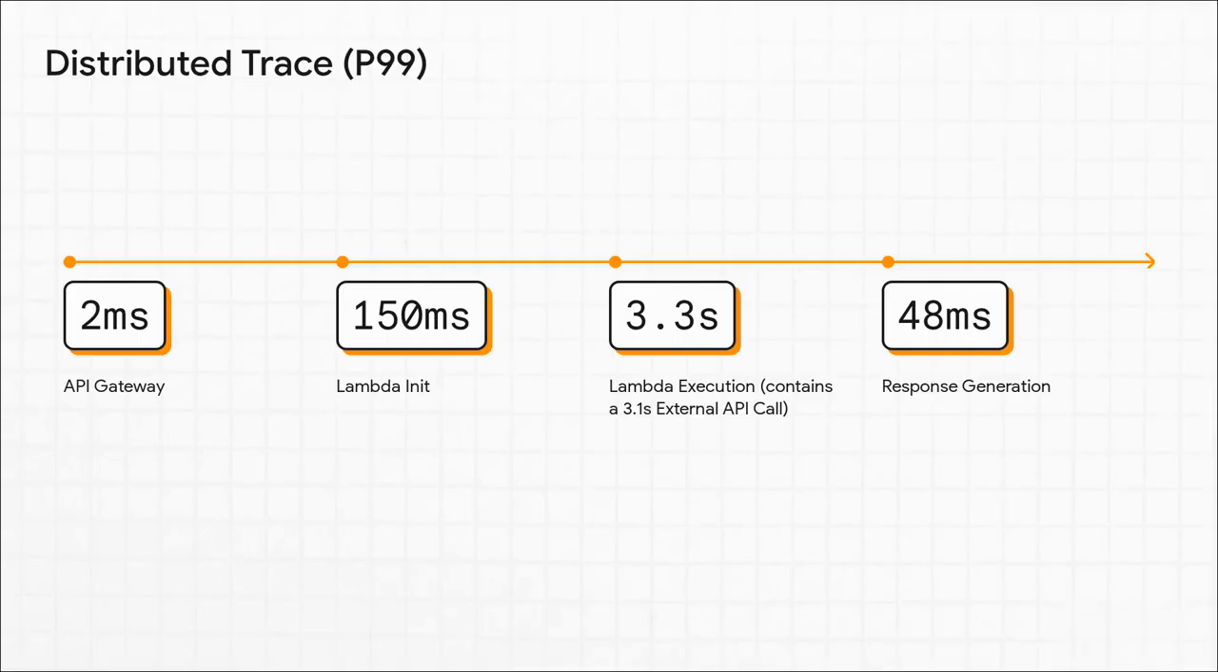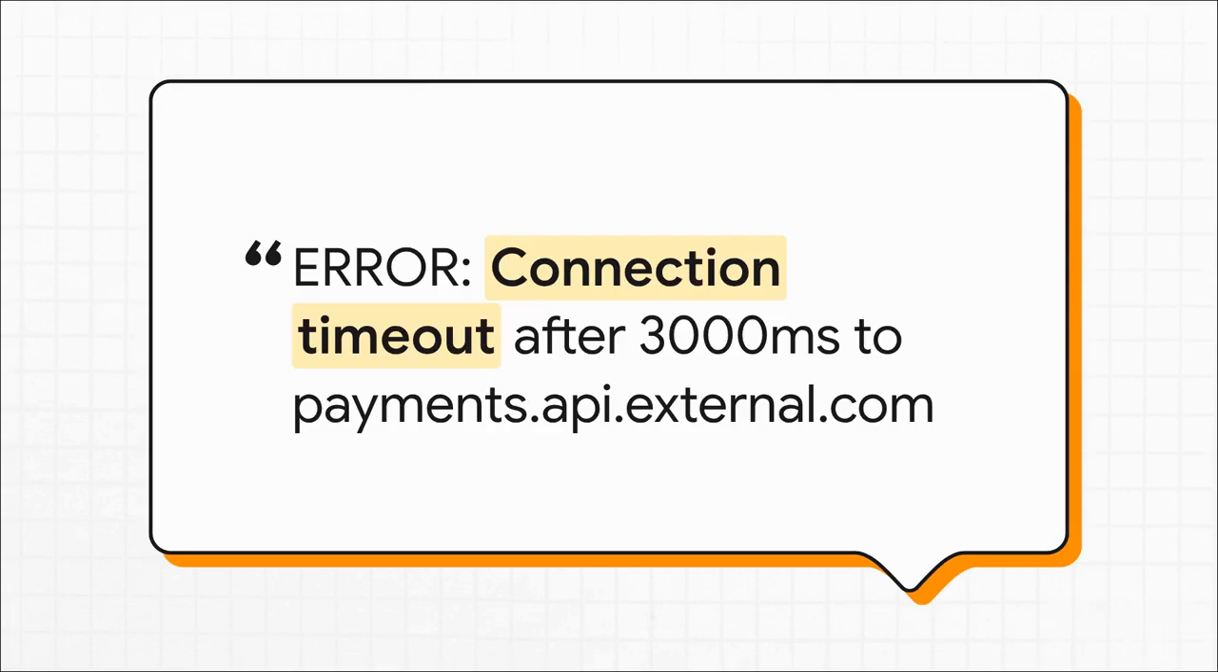So, naturally, we grab a trace from one of those really slow P99 requests. And this just lays it all out for us, doesn't it? The API gateway is super fast, 2 milliseconds. The Lambda init is fine, but look at that execution block, 3.3 seconds. And when we drill down into that, bam, almost the entire time, 3.1 seconds, is just waiting on a single external API call. We've just isolated the location of the crime. And just like that, we know exactly where to point our magnifying glass.